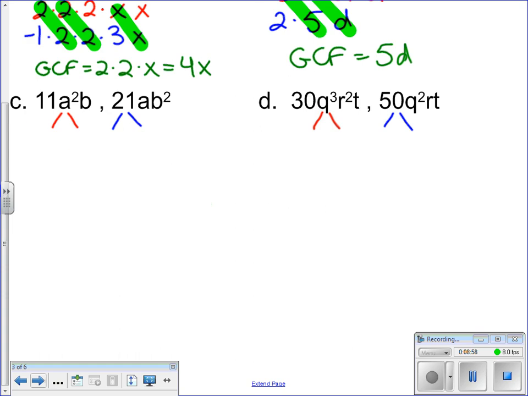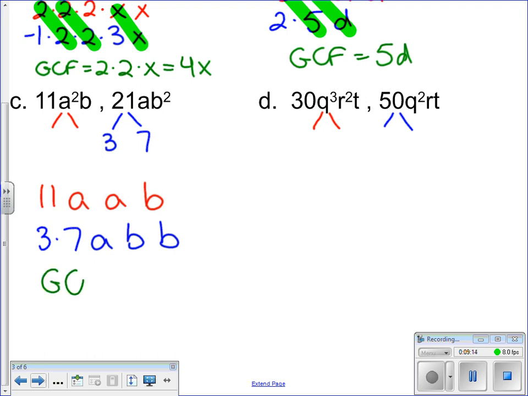11 is 11. 11 can't be broken down. It's prime. So 11, 2 A's and a B. 21 is 3 and 7, an A and 2 B's. GCF, AB. That's it. AB.